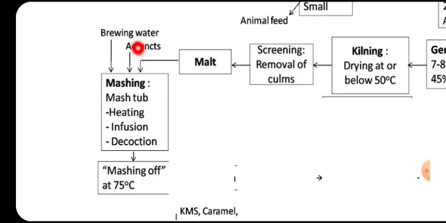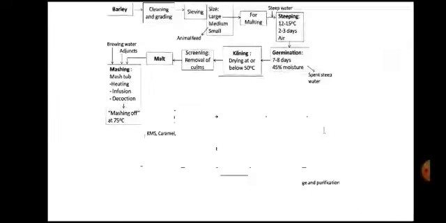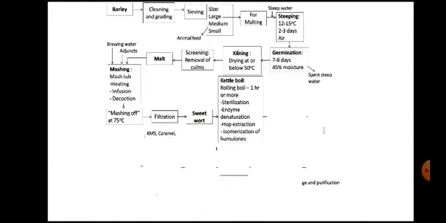Along with that, there may be addition of adjuncts at this stage, and the end of mashing process is at 75 degrees Celsius. Then this mash is filtered. That filtered mash is now having a dark color and it is called as sweet wort. This sweet wort is then ready for boiling process for 1 hour.